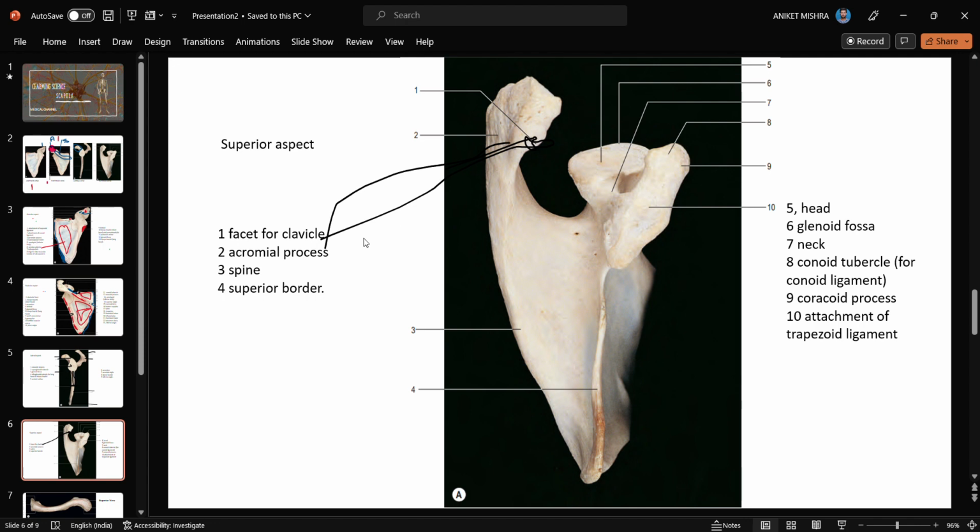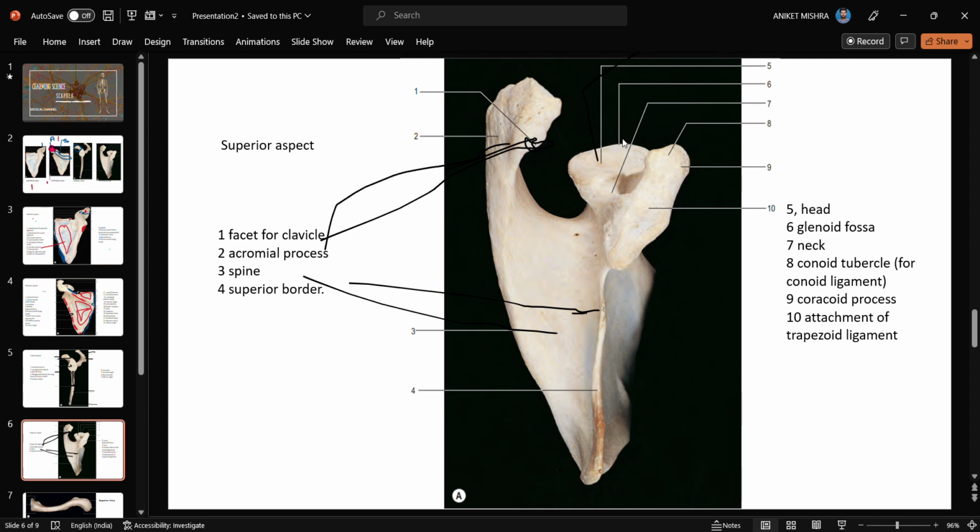The acromion process, the superior border of the scapula, the spine of the scapula, the head, glenoid fossa, neck of the scapula, conoid tubercle for the conoid ligament, the coracoid process, and the tenth one is the attachment of the trapezoid ligament.